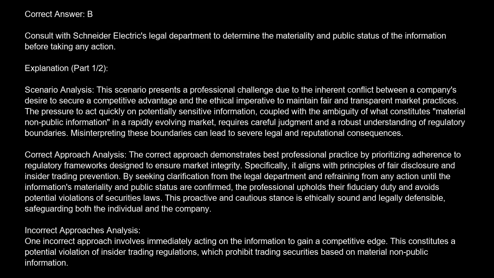The correct answer is B. Consult with Schneider Electric's legal department to determine the materiality and public status of the information before taking any action.